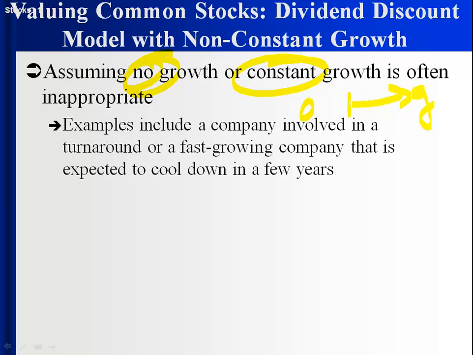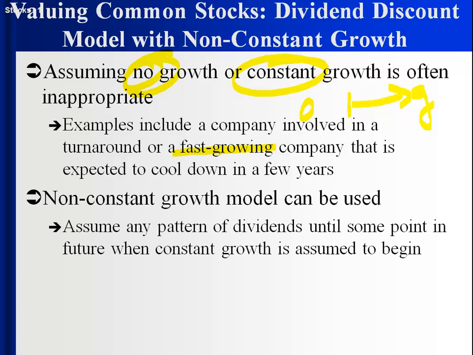Or you have a fast growing company. It's a new industry, a new company. It's growing like gangbusters. But at some point, the industry is going to mature, the firm's going to mature, and things are going to slow down. In these situations, an appropriate model would be the non-constant growth model in certain cases. You can also think of it as a delayed growth model.